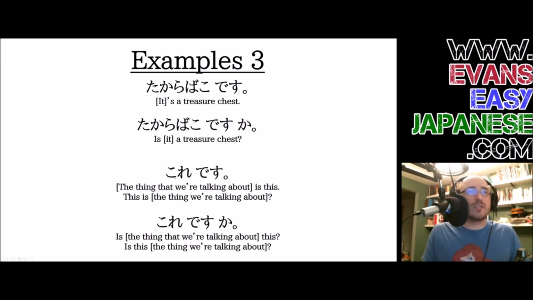Kore desu. The thing that we're talking about is this. Kore desu ka? Is the thing that we're talking about this? So notice when we just have kore and desu, we don't know if this is a subject or an object. And so I give you it's the object, or I guess I should say the complement statement. The thing that we're talking about, that would be the subject, is this complement. So I give you both of those, okay?